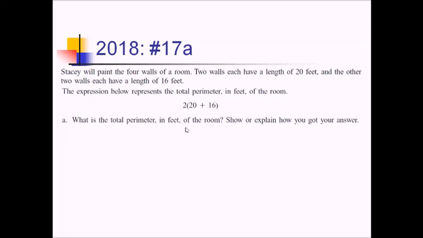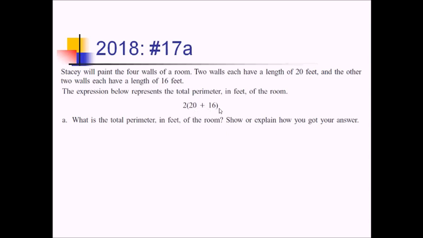For number 17, Stacy's going to paint the 4 walls of a room. 2 walls each have a length of 20 feet. Other 2 walls have a length of 16 feet. The expression below represents the total perimeter in feet of the room. Hey, we're not even going to make you work to figure out how to find the perimeter. Here it is. Based off of this, for part A, we want the total perimeter of the room. So they're basically just asking you to evaluate this.